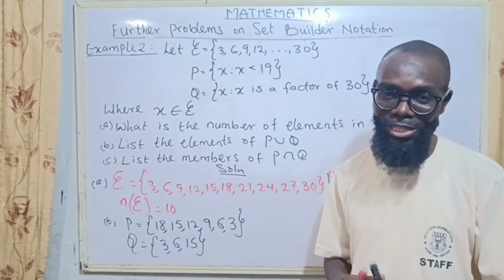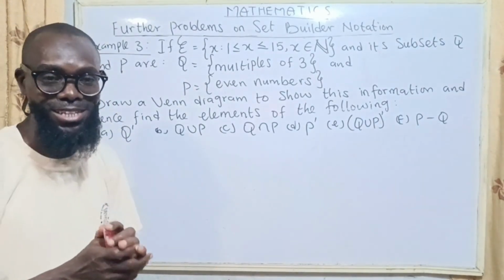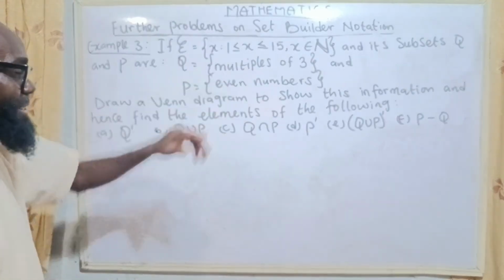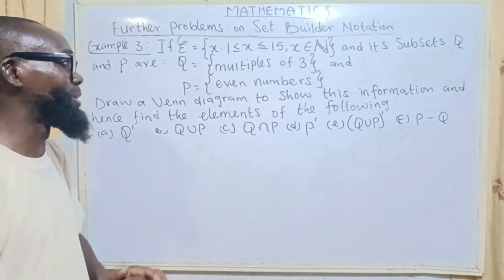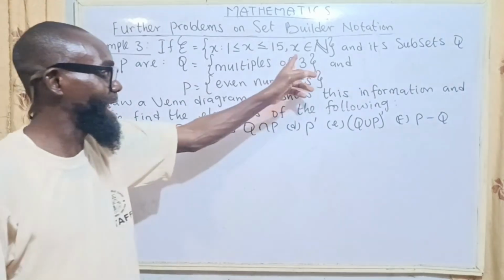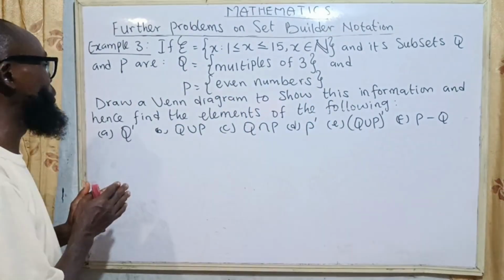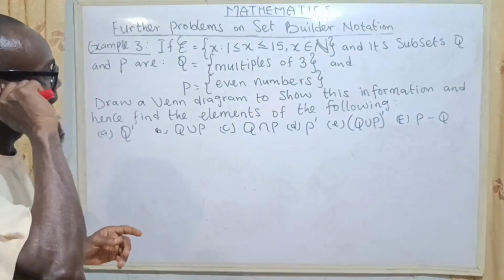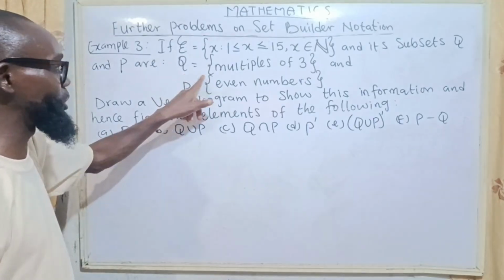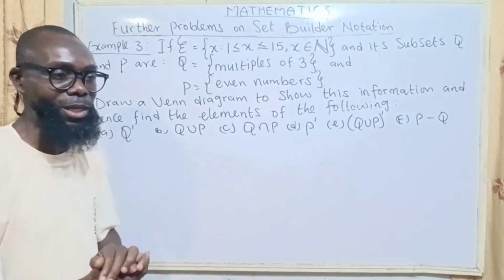So let us move on to the next question. This is going to be our final example in this class. Example 3. If the universal set is given as x such that 1 is less than or equal to x less than or equal to 15, so x belongs to the set of natural numbers, and its subsets Q and P are, meaning that Q and P are subsets of this universal set, and Q is equal to multiples of 3 and P is equal to even numbers.